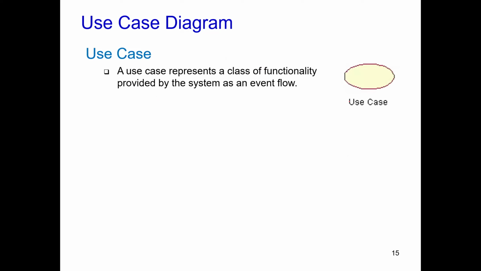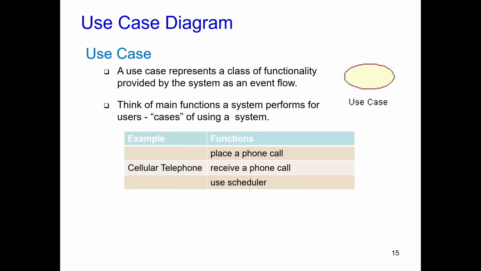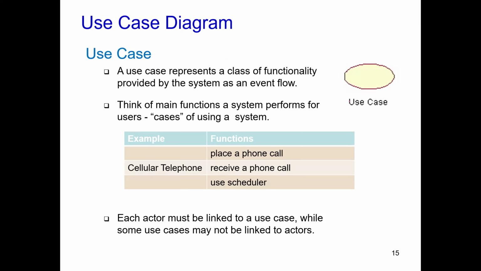A use case represents a class of functionality, a function provided by the system as an event flow. Think of the main functions a system performs. Those are the use cases of your system. For example, if you have a cell phone, a function could be place a phone call, receive a phone call, or use the scheduler. Each actor must be linked to a use case, while some use cases might not be linked to actors. So if you have an actor in the system, you have to have some type of interaction with your use case.